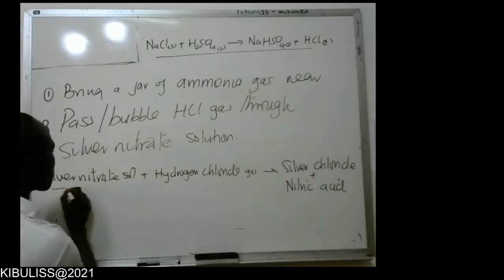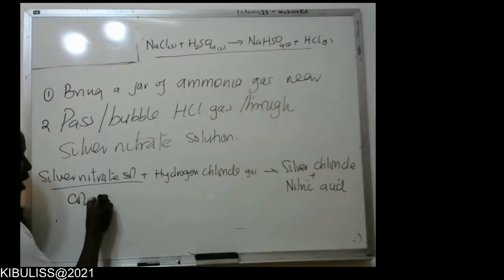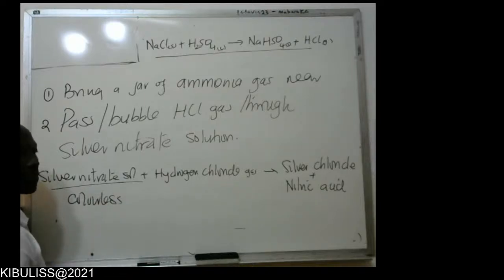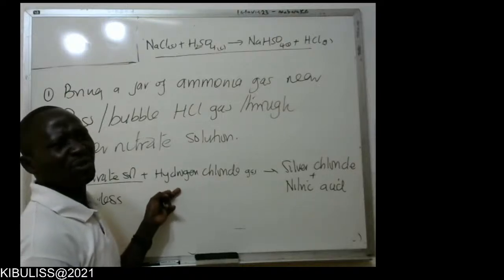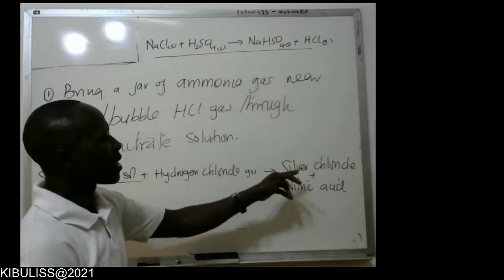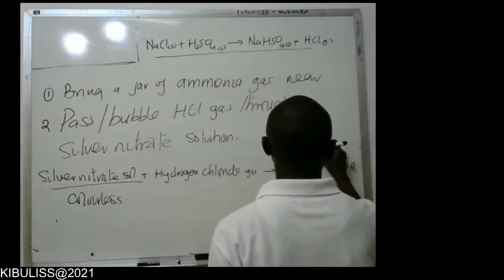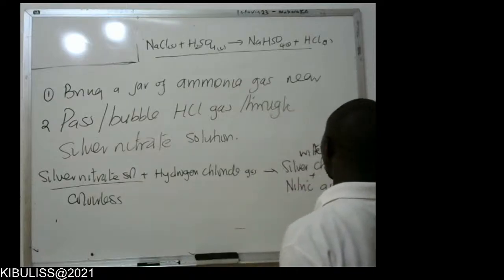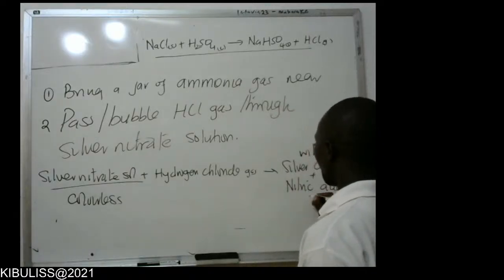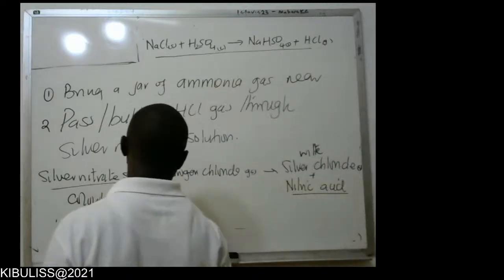So what's the color of silver nitrate? From your qualitative analysis practicals, it is colorless. Hydrogen chloride gives white fumes, light, not dense. What's the color of silver chloride? It's white. And remember, it is insoluble, therefore it is a solid. So what's the color of nitric acid? Colorless. So what is our equation, therefore?